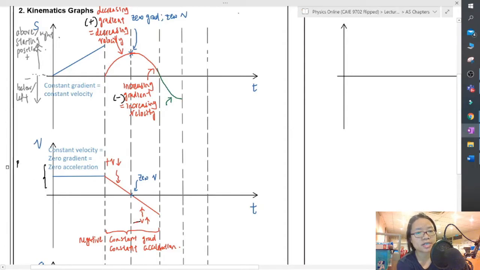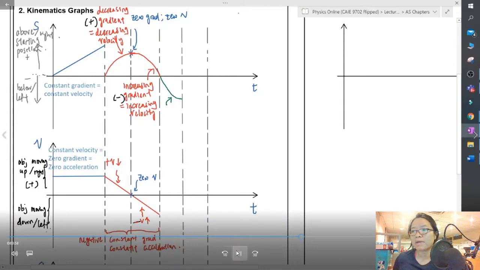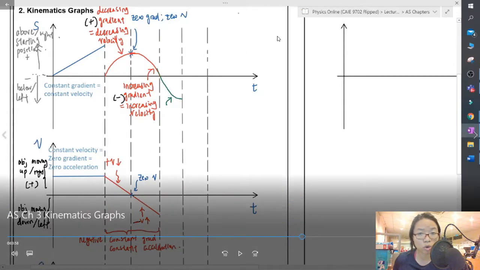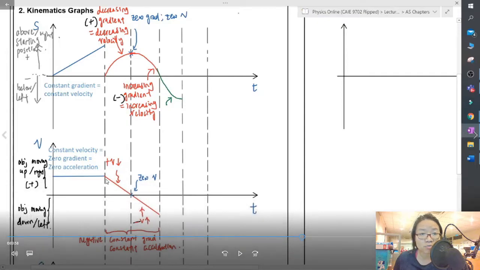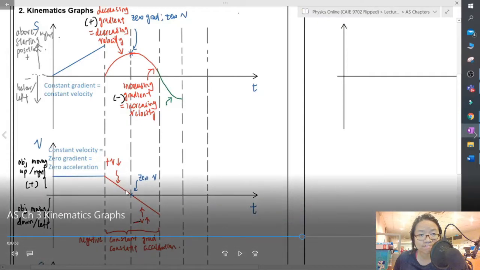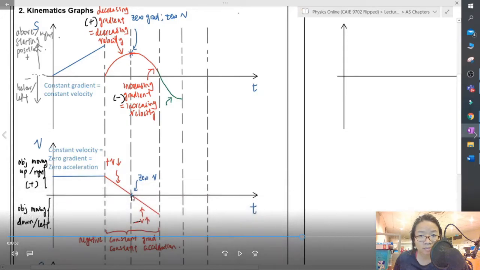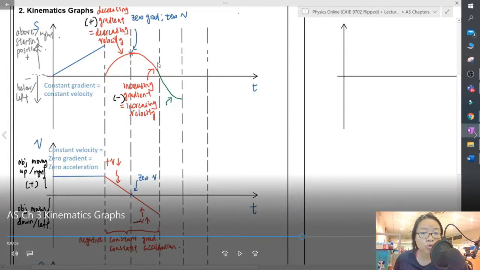You also notice that at the red graph, there's also positive and negative. So let us decide what positive and negative mean. For velocity, positive means the object is moving up, and negative means the object is moving down or towards the left. This one you decide by yourself. So in this part, you will notice that the velocity is positive, which means your object is moving up, but it's moving up slower and slower. See this part here? You're on top, moving up slower and slower. Am I on top or below the starting position? Don't know. Need more information. The first graph will only tell you where you are.